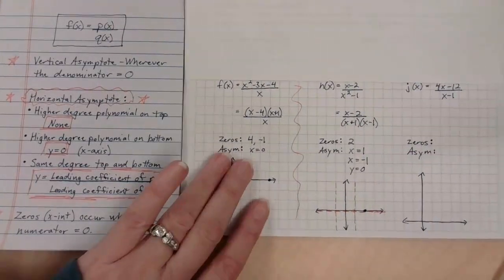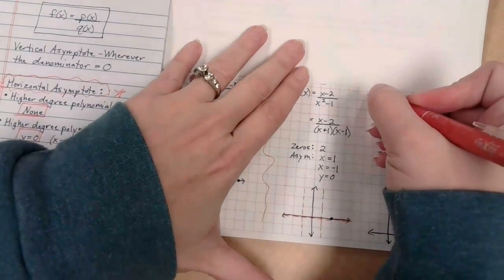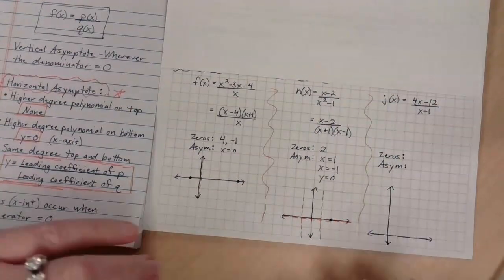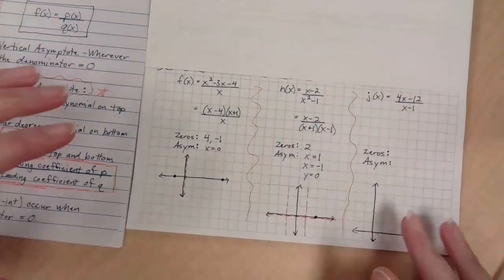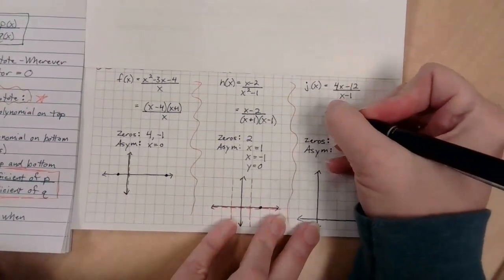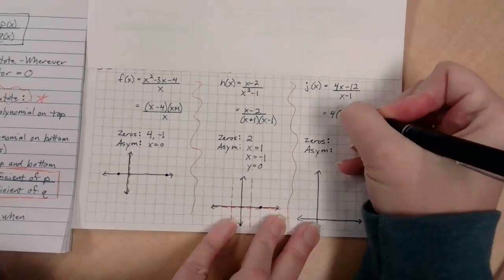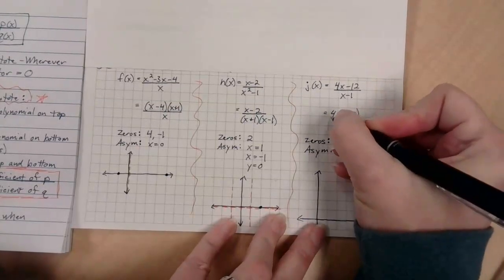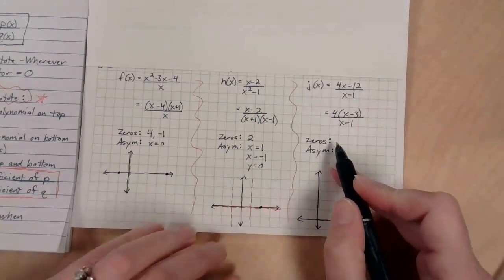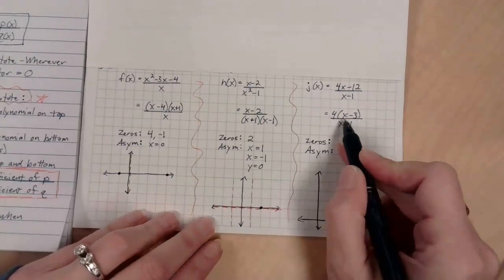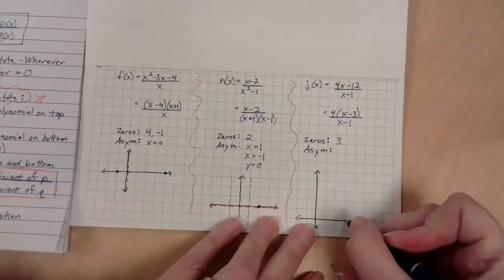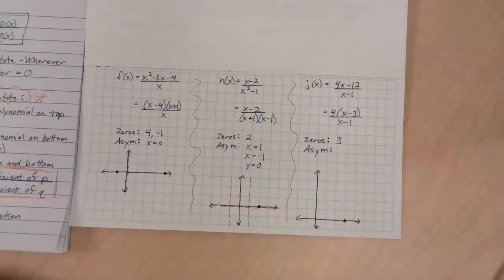Alright, last one, I promise. Trying to get us one of each here real quickly. Okay, so last one over here. What can I do with that one? Can I factor? I can pull the 4, so let's take a look at that. That's going to be 4 times x minus 3 over x minus 1, x minus 1. Do I have any zeros? Is there anything that makes the top equal to 0? Yes. 3 would make the top equal to 0, therefore 3 is a 0, otherwise known as an x-intercept.